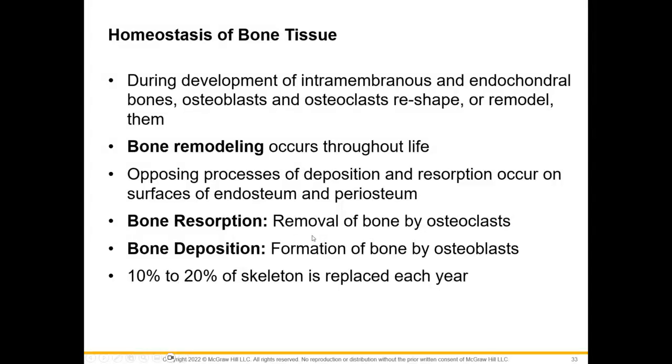You have bone resorption, which is removal of bone by osteoclast. So that's when we need to release more calcium to be used in your system. And then bone deposition when we have extra calcium, so we're going to form more bone by the osteoblast to basically store calcium. 10 to 20% of the skeleton is going to be replaced each year, believe it or not.